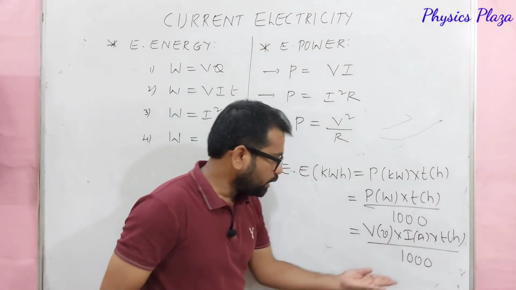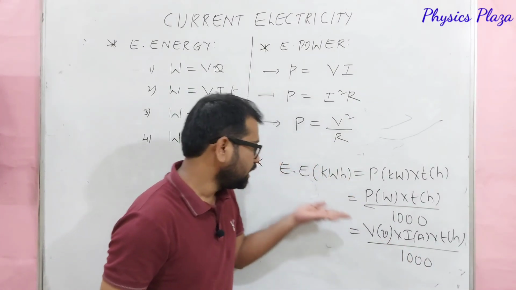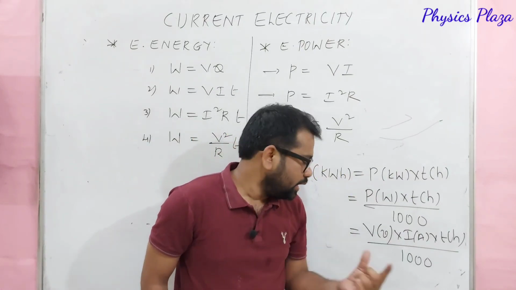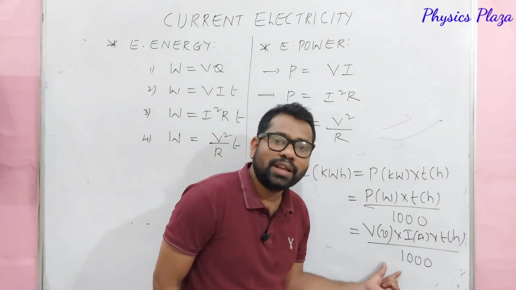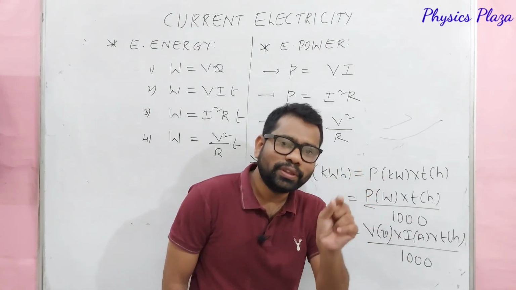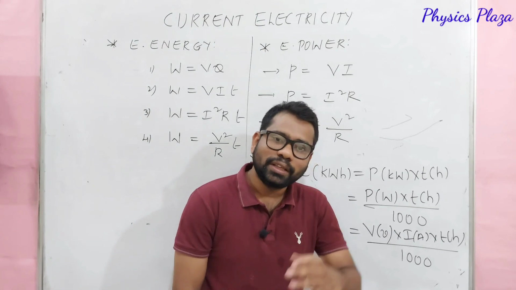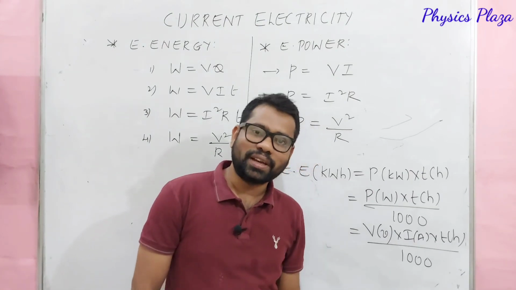So children, whatever you get here is actually the electrical energy. But how to calculate the cost of electrical energy? Dear children, finally you will get one value, right? That you multiply with the cost of each unit. Then we can calculate the cost of electrical energy.